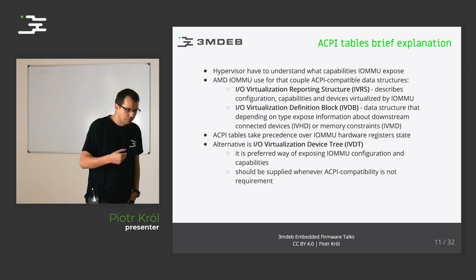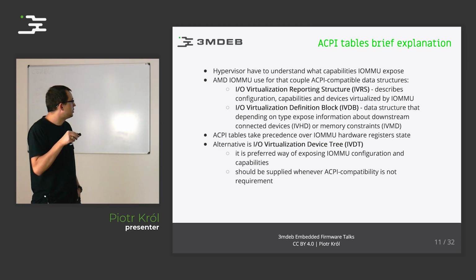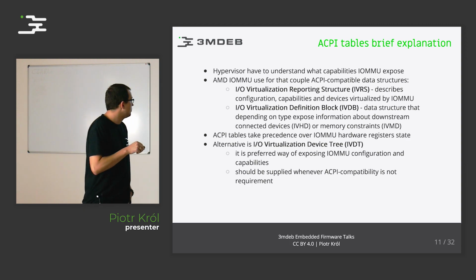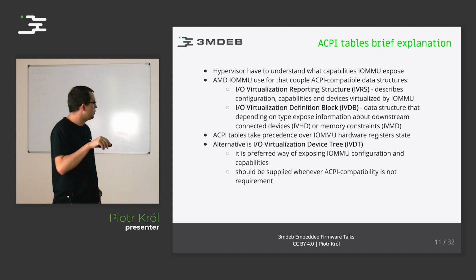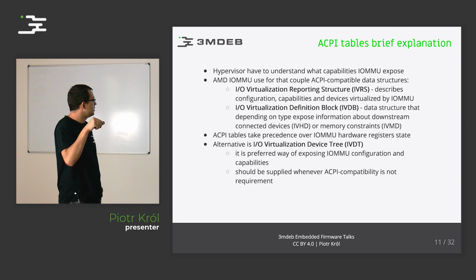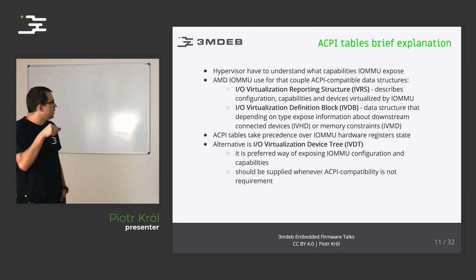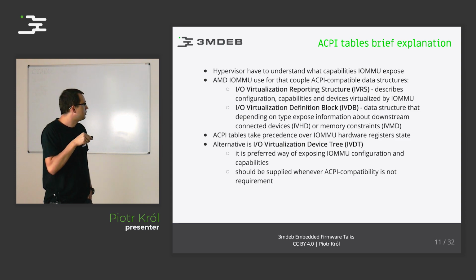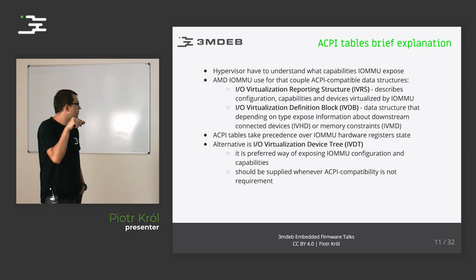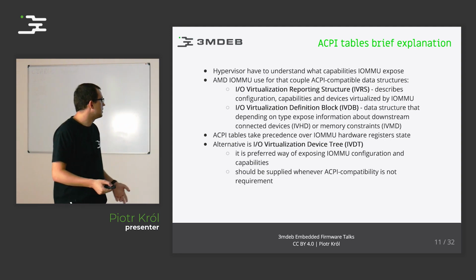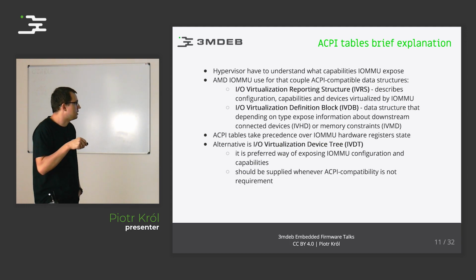Of course, they invented quite a lot of structures. The key one is the IO virtualization reporting structure, which describes configuration, capabilities and virtualized devices in IOMMU. What's important here, this table contains various options that I will basically discuss. I will not go into details because we are short on time. These tables contain entries of IO virtualization definition blocks, of which we distinguish two types: one for devices and one for memory regions. There is an alternative way, which is the IO virtualization device tree, and it would be great if someone implemented that, but firmware developers, who are mostly tied to Intel, like IBVs such as AMI, Phoenix and so on, use ACPI instead of device tree.